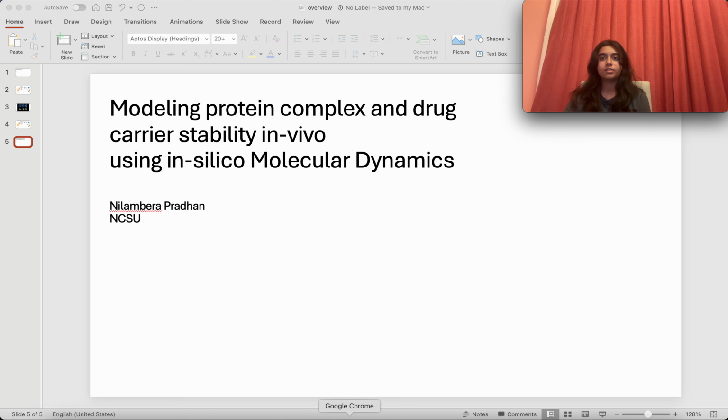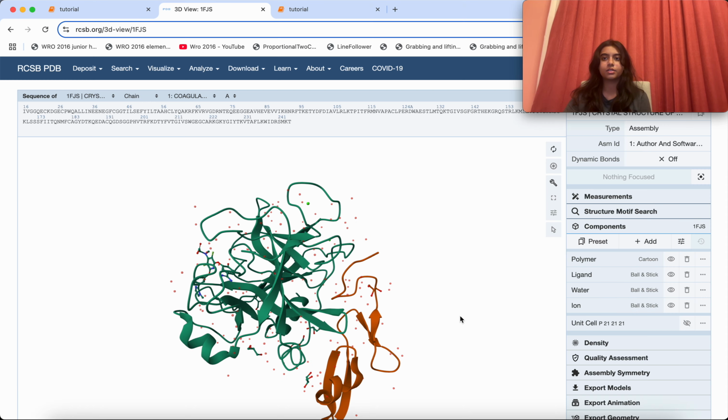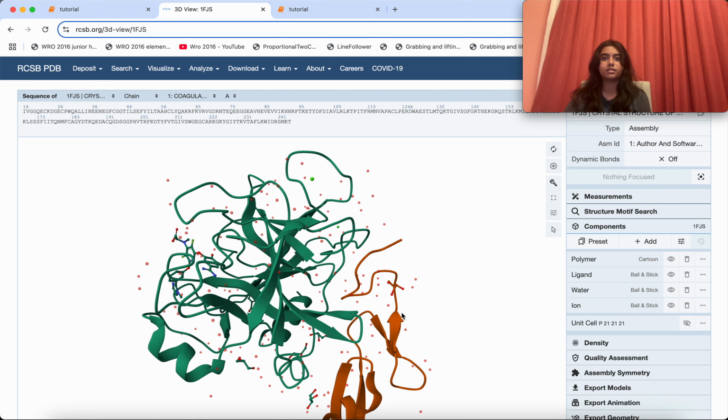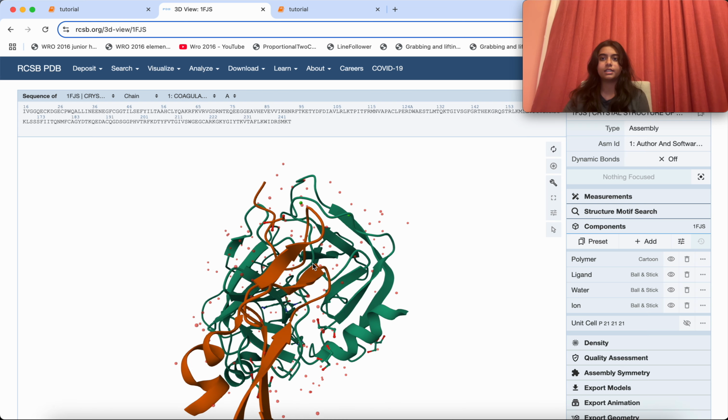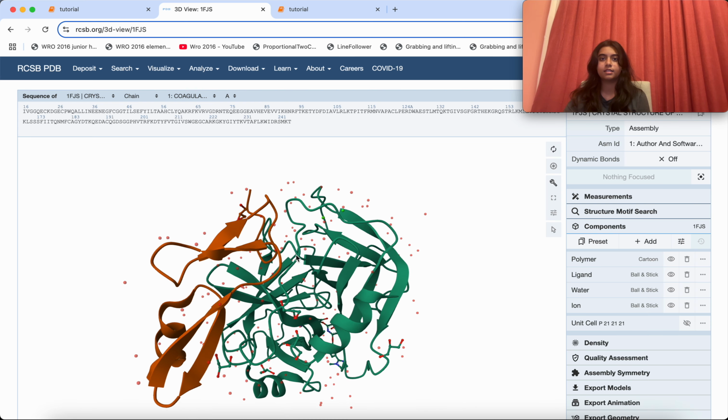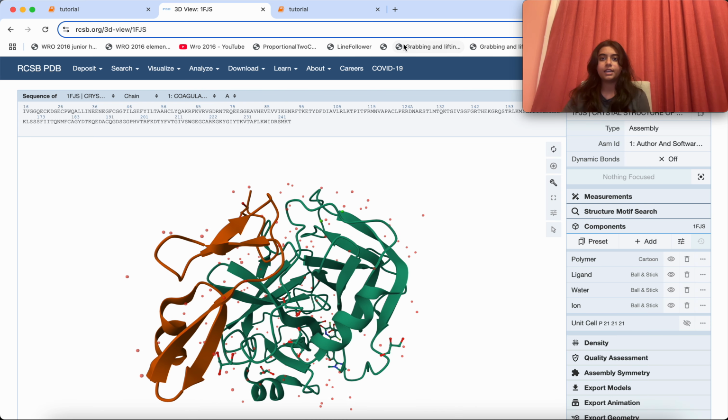In this video, I will show such a simulation using GROMACS, a molecular dynamics tool. I will simulate factor Xa, a protein playing a critical role in the formation of blood clots. As before, the 3D structure is available from the PDB as code 1FJS. We will model the behavior of this protein in a simple aqueous system. So let's go through the notebook step by step.